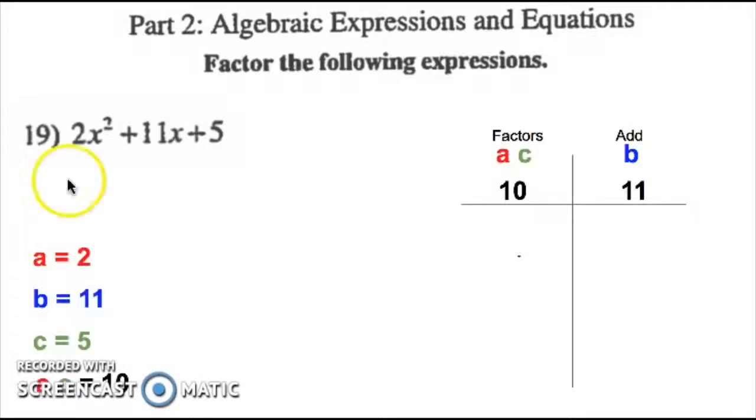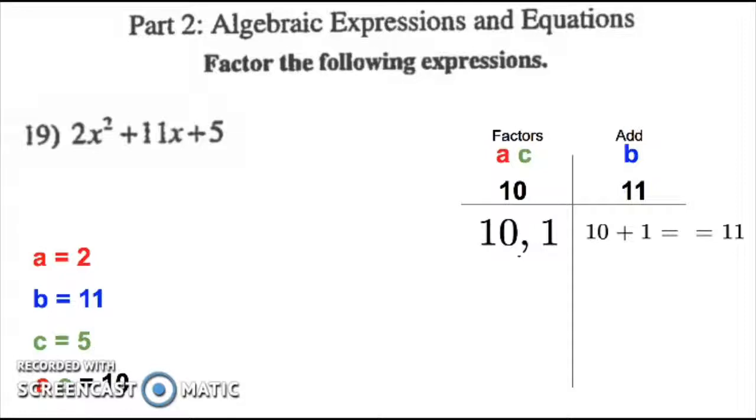Number 19. So we have A, B, and C. A is 2, B is 11, C is 5. There is no GCF for this one, so we can't pull anything out. A times C is 10, and B is 11. So we need two numbers that multiply to 10, but add up to 11. That would be 10 and 1.